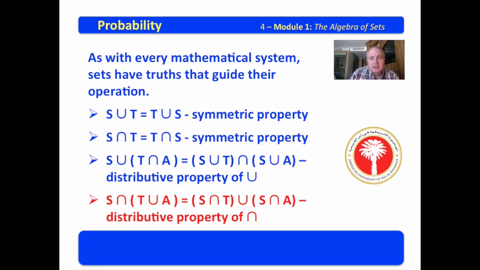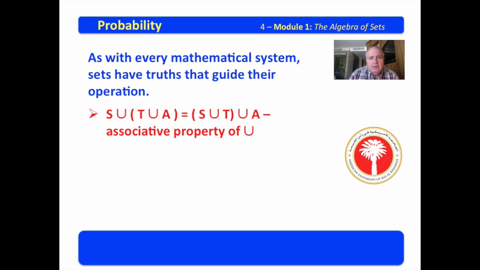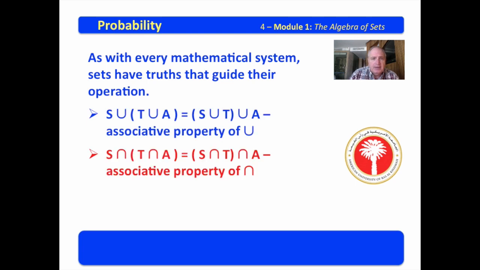So we have properties of symmetry, symmetric properties, and we have distributive properties. As with every mathematical system, sets have truths that guide their operations. We have the associative property. We can take and union T and A, then union it with S, and that's the same as unioning S and T, and then union it with A. The associative property. They can associate in whichever order they want to. The same associative property of union and an associative property of intersection.